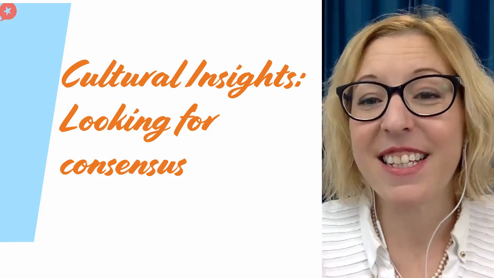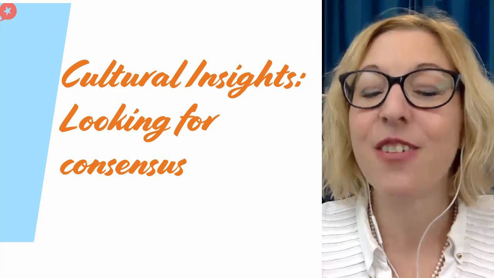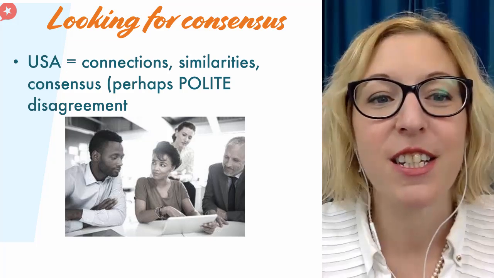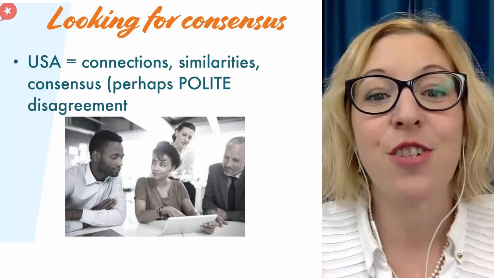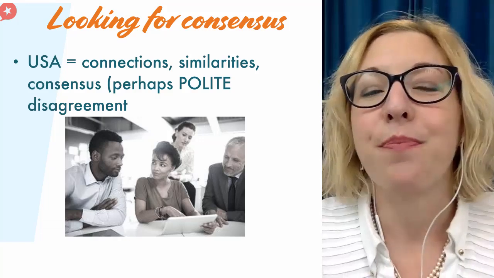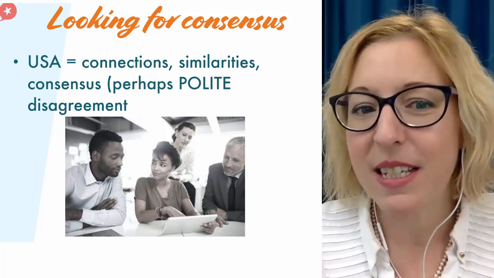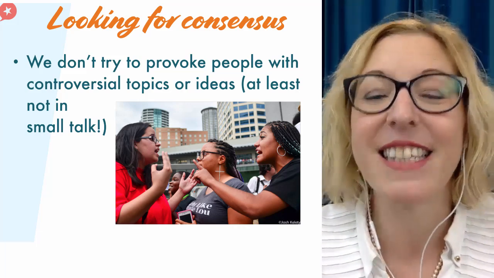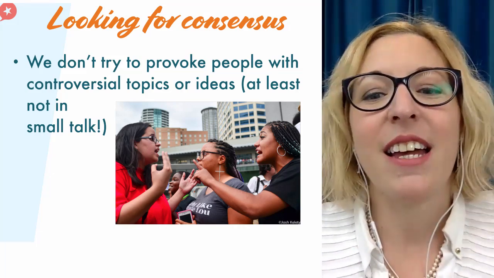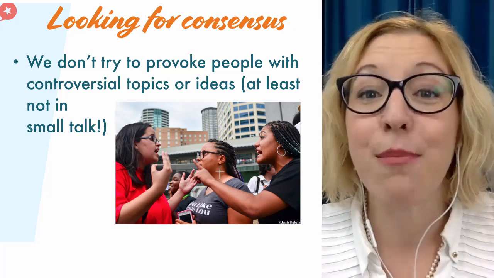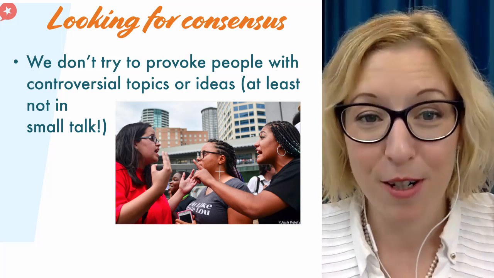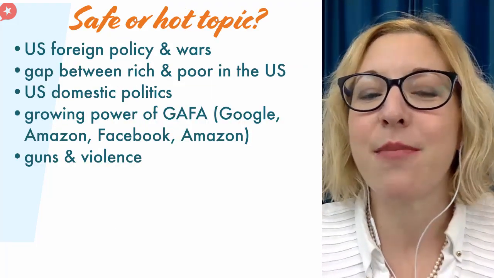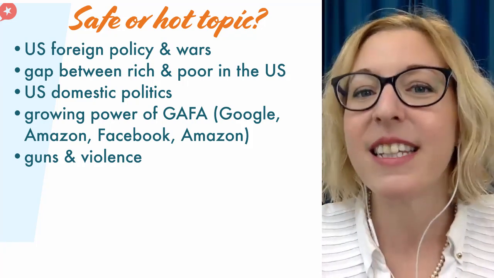So next, let's look at cultural insights and looking for consensus. In the US, in small talk, we tend to look for connections, to look for similarities, to try to find consensus. Maybe polite disagreement, perhaps, but we don't try to provoke people with controversial topics or ideas, at least not in small talk and not in the early stages, not before you have built a connection with the person and you know them a little better.